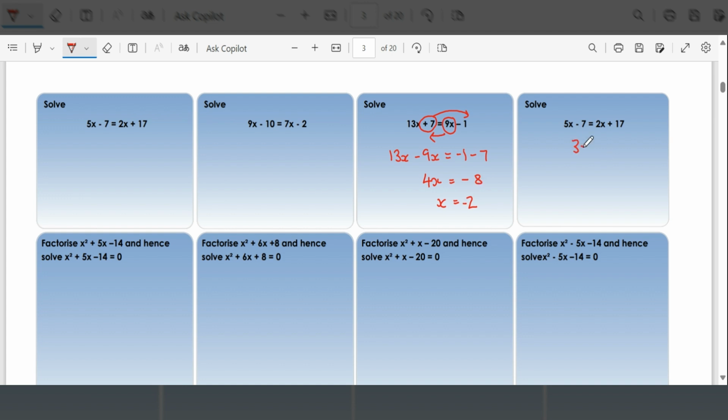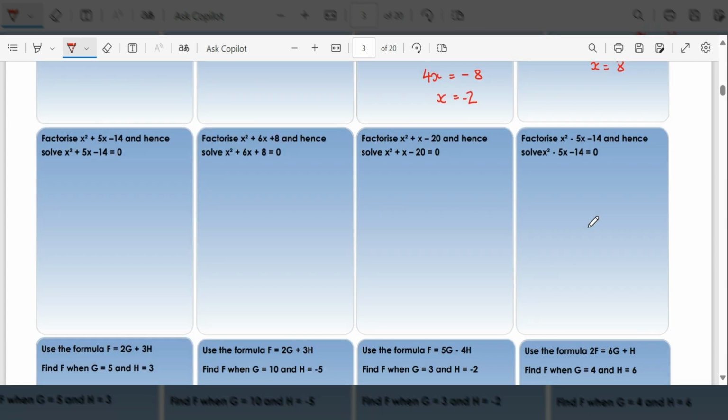And here you'd end up with 3x if you took that away from the 5, equals 24 if you add that on. So they're basically swapping places, those two things. So x equals 24 divided by 3, which is 8. Okay.